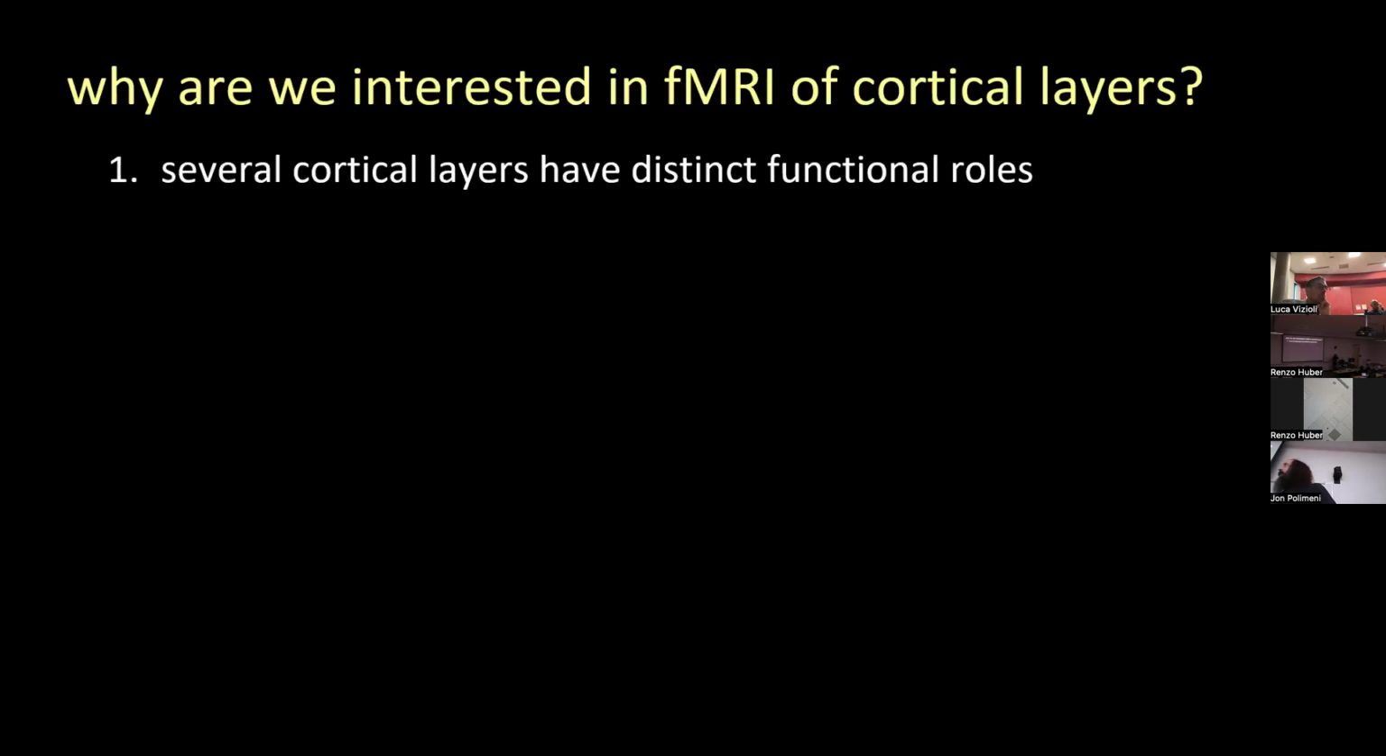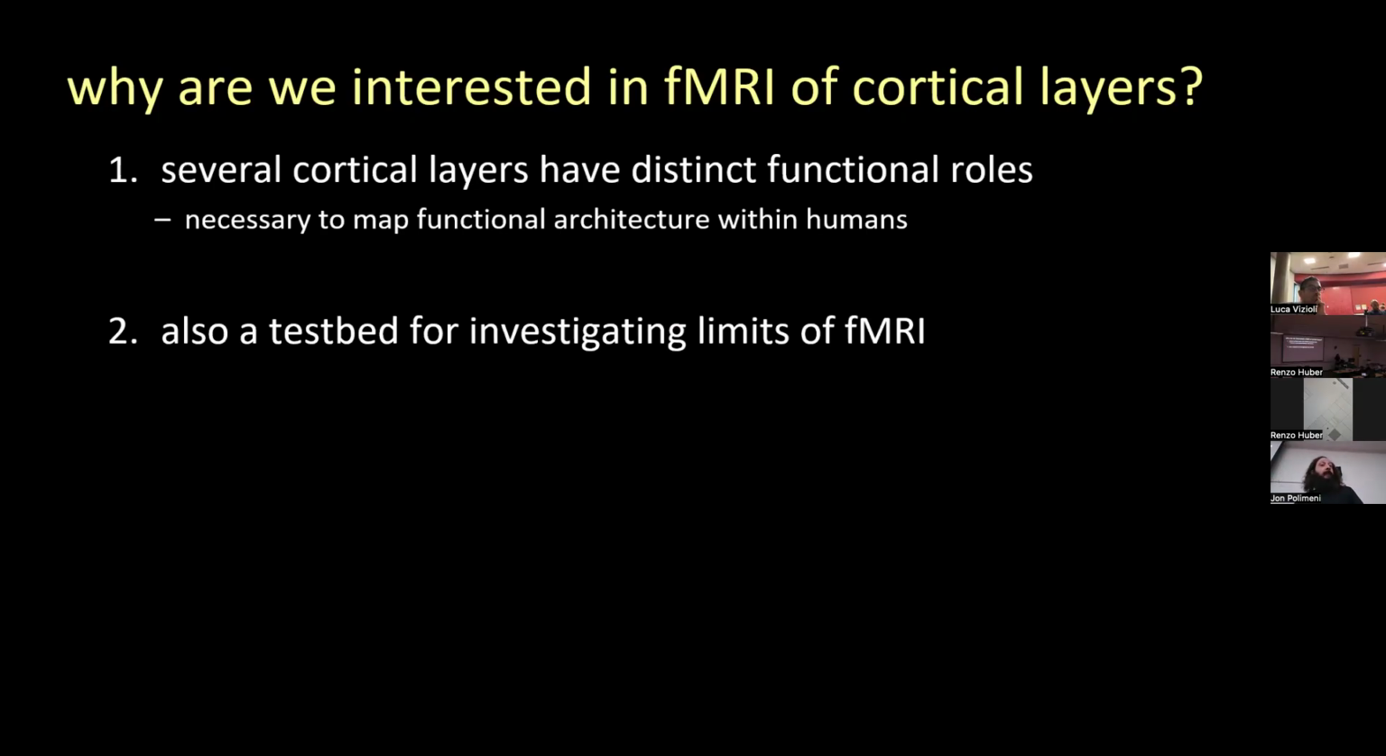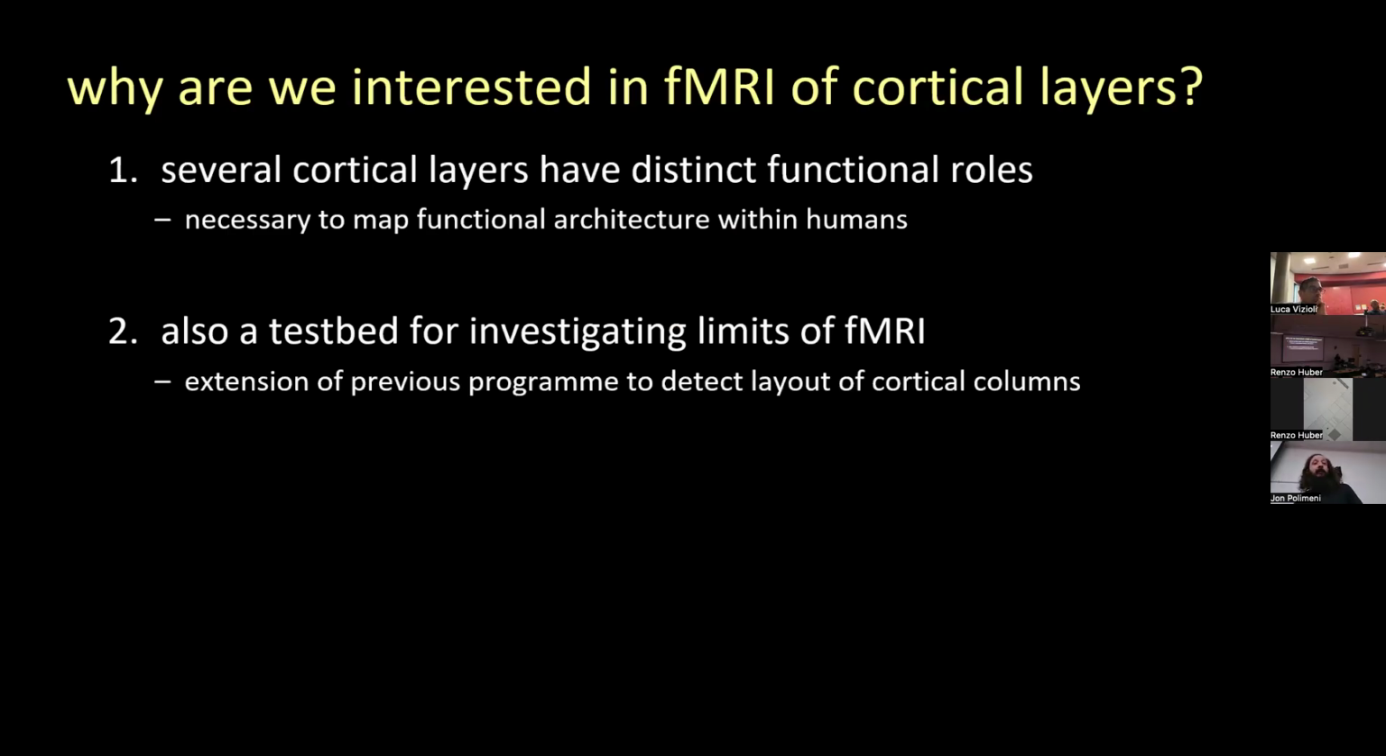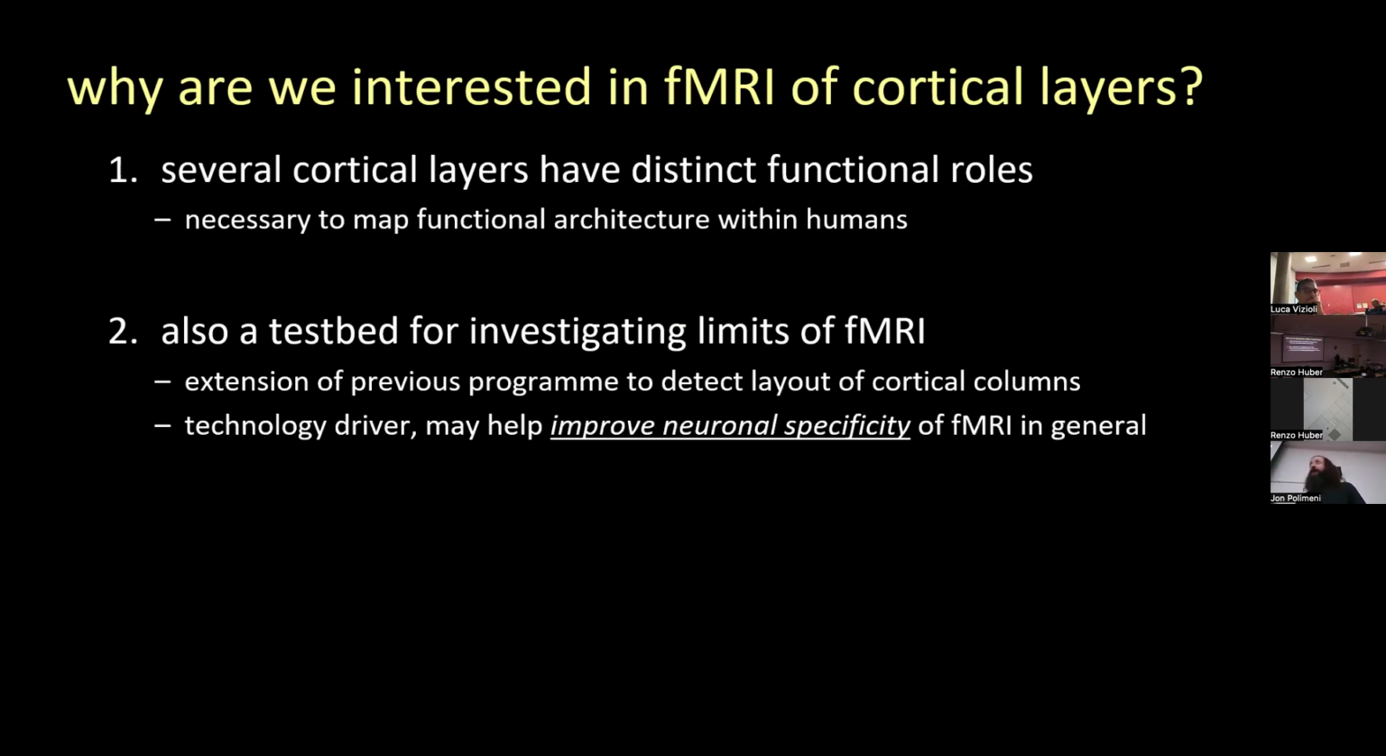And so why are we interested in fMRI of cortical layers? Well, several cortical layers have distinct functional roles, as Luca had mentioned, and therefore layer fMRI is going to be necessary to map functional architecture within humans. It's also a test bed for investigating the limits of fMRI. I view it as an extension of the previous program to detect the layout of cortical columns. And I think it's a technology driver. What's good for layer fMRI is good for fMRI in general, and I think it's going to help us improve the neuronal specificity of fMRI more generally.